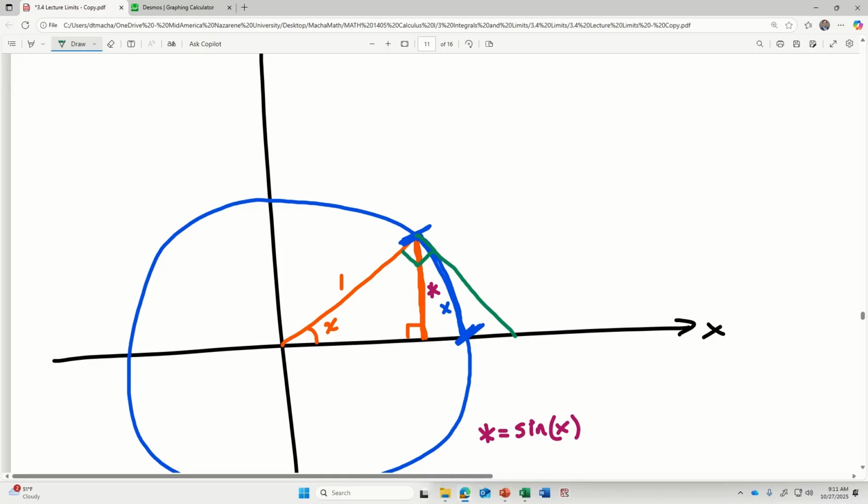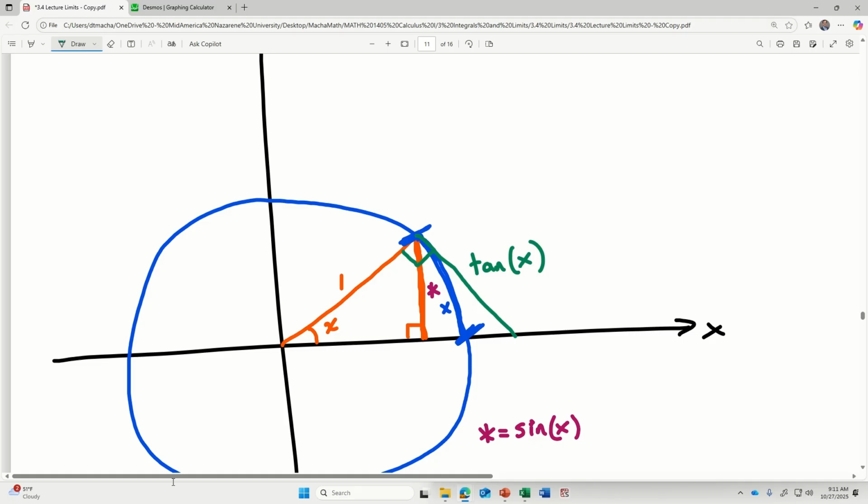Tangent. So tangent of x is the length of the green side, because that's the ratio of the opposite side length of the angle x to the adjacent side length. And the adjacent is 1. So right, it would be tangent of x divided by 1, which is still tangent of x.